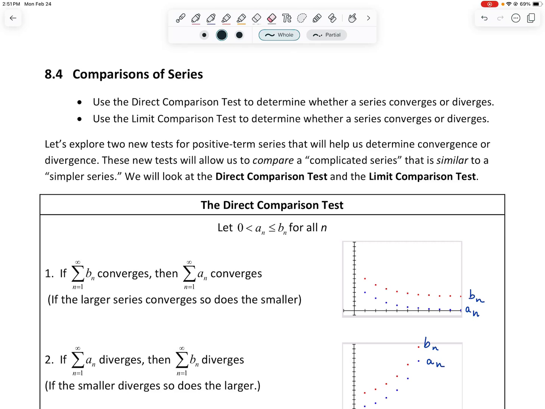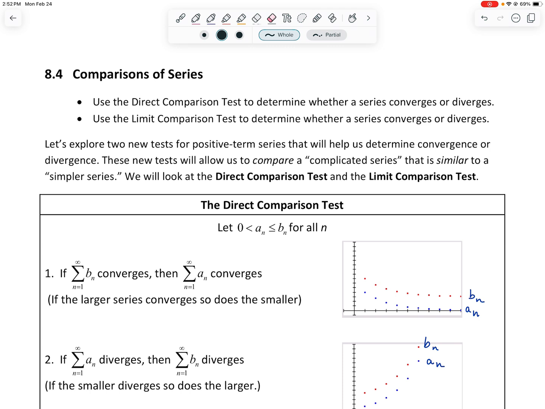Okay, today we're going to learn about the comparison tests. There's two: a direct comparison test and a limit comparison test. I highly suggest that you possibly copy these notes down first and then maybe listen to this video after you copy the notes down, as I'm going to say a few little things here and there. But it's up to you. You could always just pause as we go.